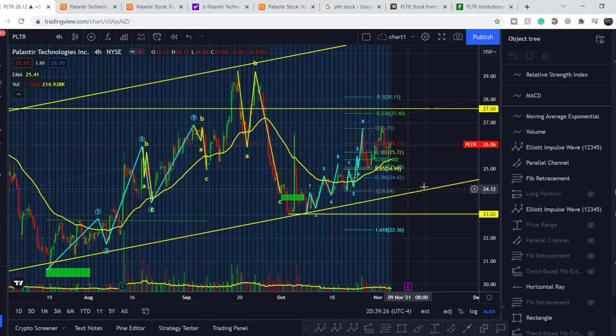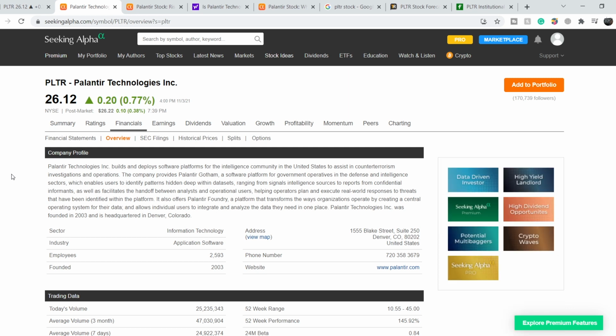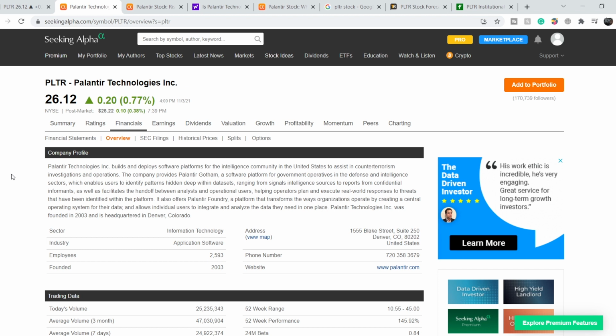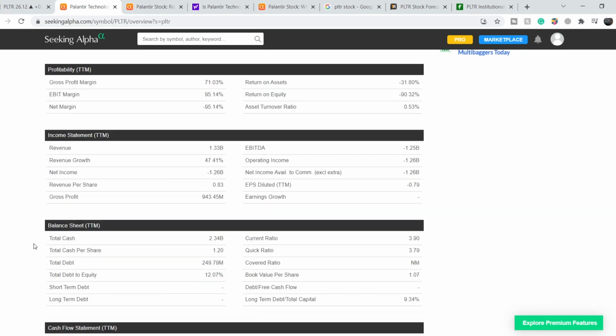But for now, let's continue with the fundamentals of this company, and let's start with the company profile. Palantir Technologies builds and deploys software platforms for the intelligence community in the United States to assist in counter-terrorism investigations and operations. The company provides two main products. It is Palantir Gotham, a software platform for government contracts, and Palantir Foundry, a platform for commercial contracts. And I don't want to dive deep into their financials, you can do it by yourself.